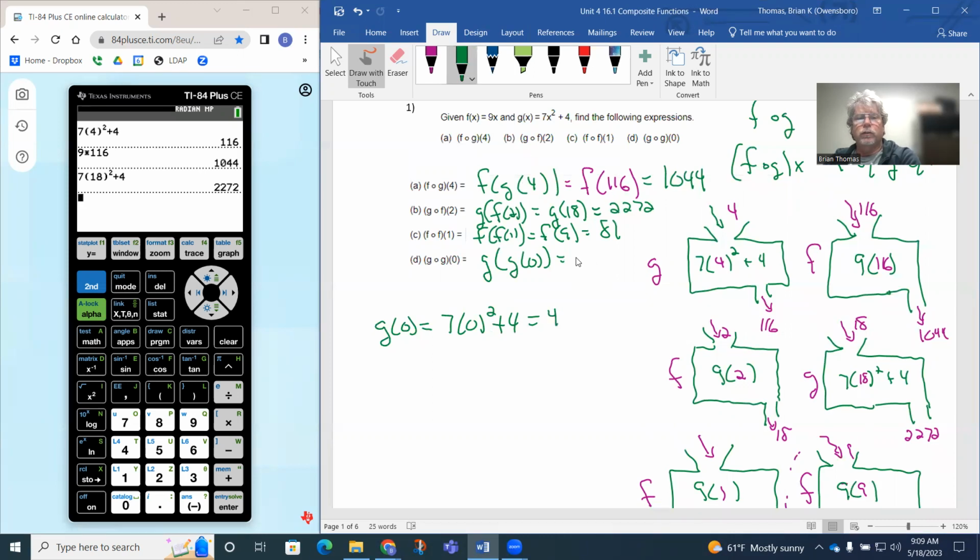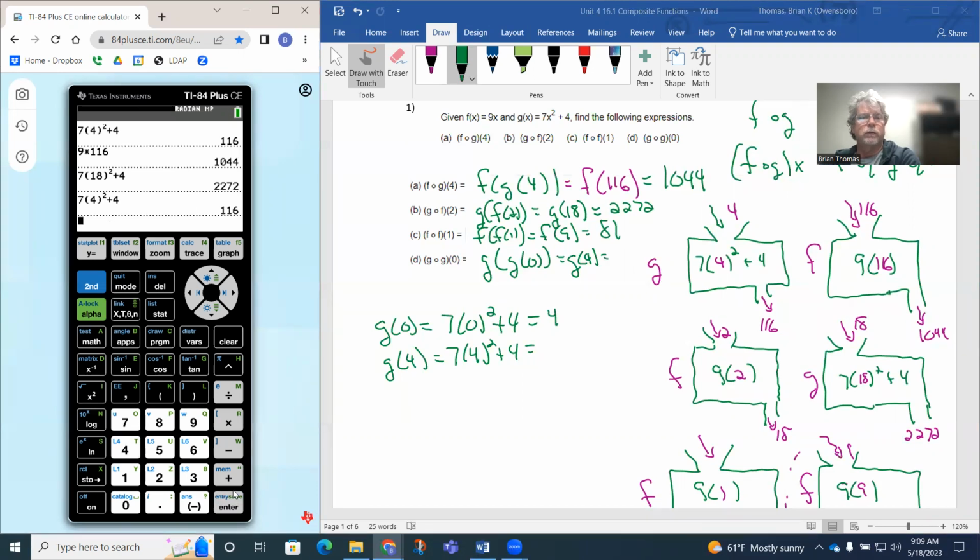Since g of 0 turns out to be 4, we then evaluate g of 4. To evaluate g of 4, we have 7 times 4 squared plus 4. Looks like we've already done that over here. That's 116. So 7 times 4 squared plus 4 should give me the same answer, 116. So that's what we've got going on here in evaluating composite functions.